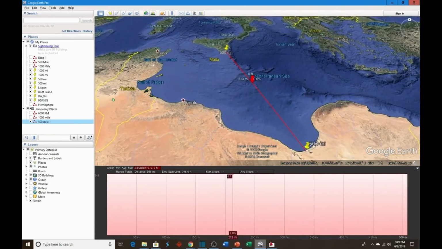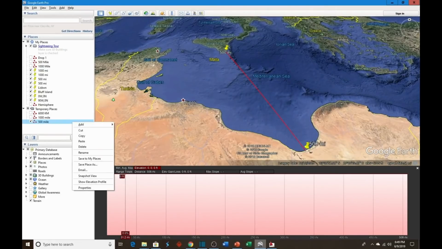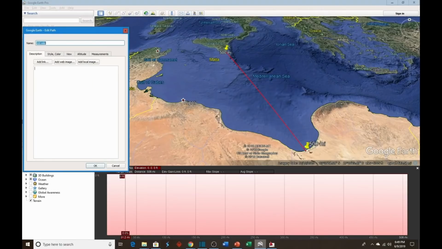But you know, there's a reason why you see sea level all the way across there at the same elevation. And it's because, let me open up properties here. The properties of that line. You'll notice there's a thing that says altitude. When I open that up, you have a little pull down here. And what it's set for right now is clamped to the ground.